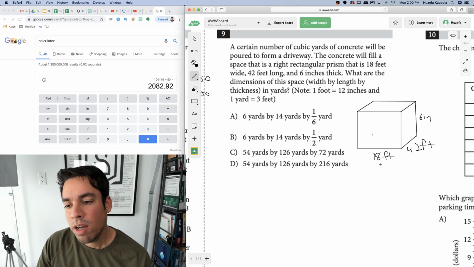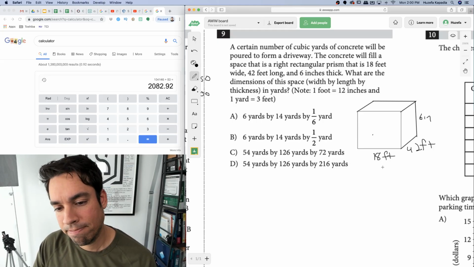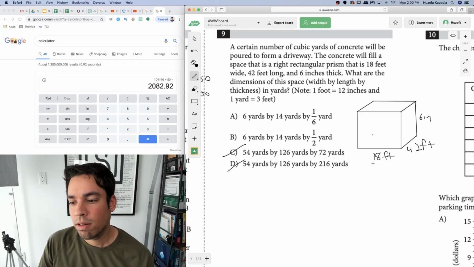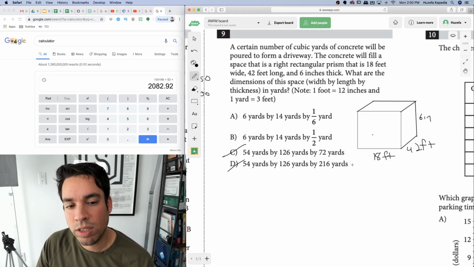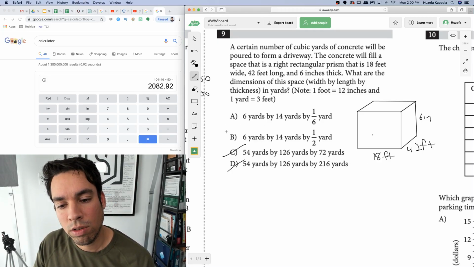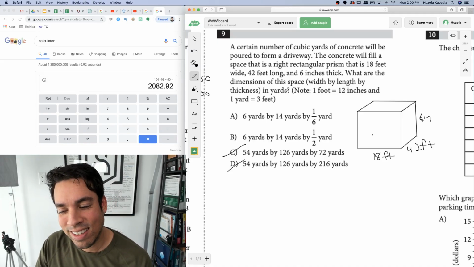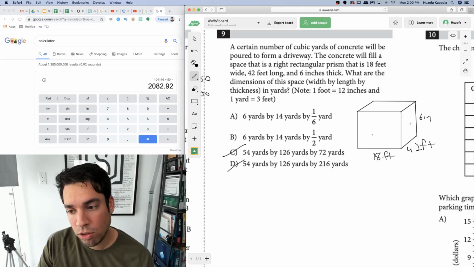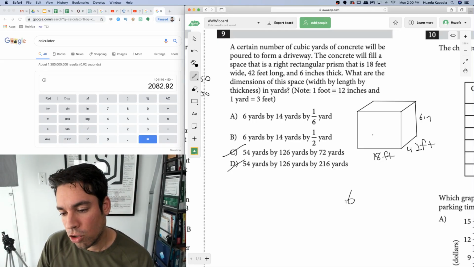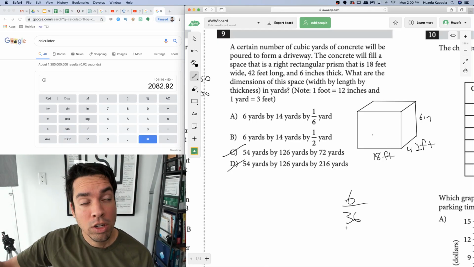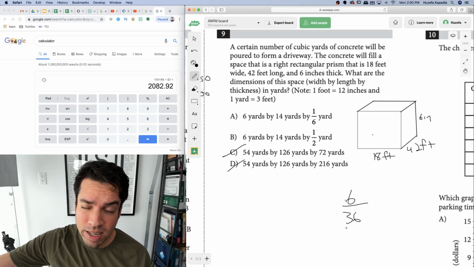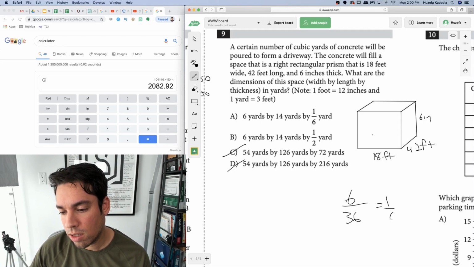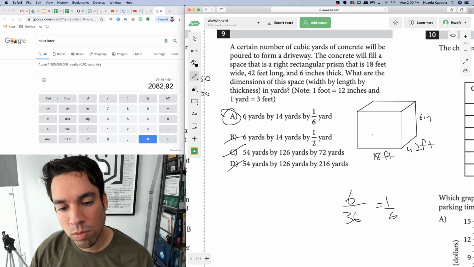Okay, we have to convert to yards. 18 feet is 6 yards. So these are the only two with 6 yards. So goodbye, goodbye. 42 feet divided by 3 is 14. So it's either these or those two. Okay, that doesn't help. And then 6 inches is 6 out of 36, because there are 36 inches in a yard. Because 12 inches in a foot, 3 of those is 36. That's a yard. So 6 out of 36, which is the same as 1/6. So it's not 1/2, it's 1/6.